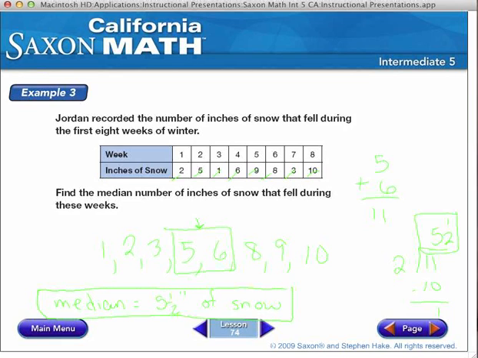So on example 2, I had 9 data points, which, because it was odd, allowed me to have one exactly in the middle. Here in example 3, I only have 8 data points. It's an even number, so I have to take the 2 in the middle and find the average. All right? Example 4.